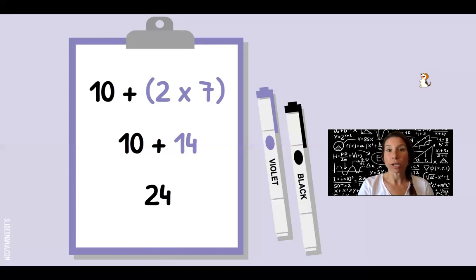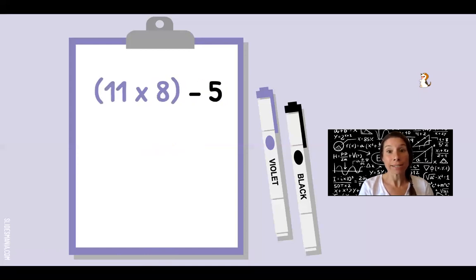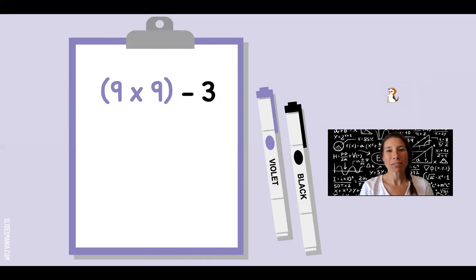This time press pause and try to solve all the way to the end without me helping. Go, try it. We have 11 times 8 minus 5. 11 times 8 is in parentheses, and you need to do that part first. Okay, 11 times 8 is 88. Now we're going to subtract 5. 88 minus 5 is 83. Did you get that? I hope so. I'm sure you did.